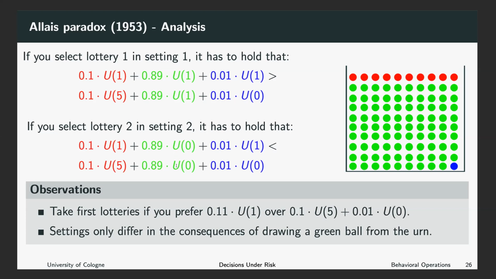So you can see that here is a clear contradiction, because this trade-off should make a difference, and this trade-off, if you decide that 11% times the utility of 1 million is better than this one, you should always take the first lottery, and if you decide against it, you should always take the second lottery, but you should not switch between lotteries. And this cannot be explained by risk aversion, for example.